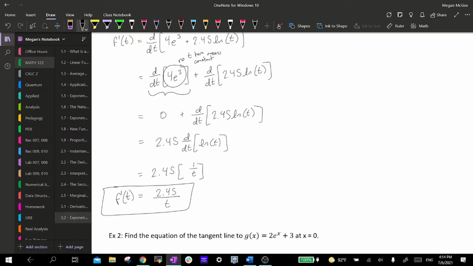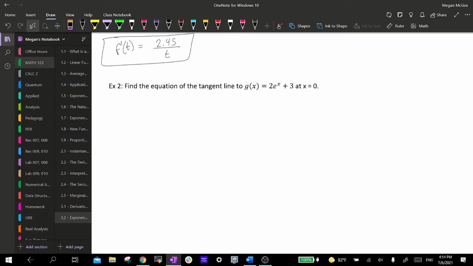Alright, so I said we were done just blindly calculating derivatives, so now we have one with a purpose. Let's go ahead and find the equation of the tangent line to this function, g of x is equal to 2 times e to the x plus 3, at x is equal to 0. We did an example like this last time. Now we're going to follow the same steps, just using our new rules. So the first thing we need to do is get the slope of the tangent line.